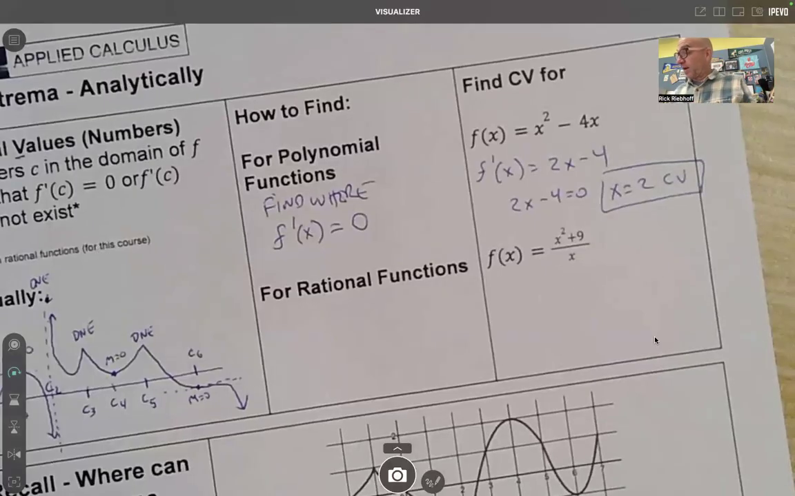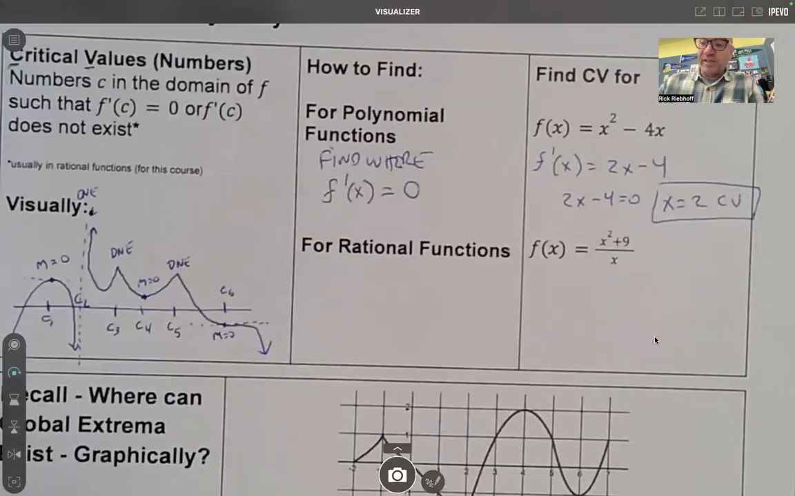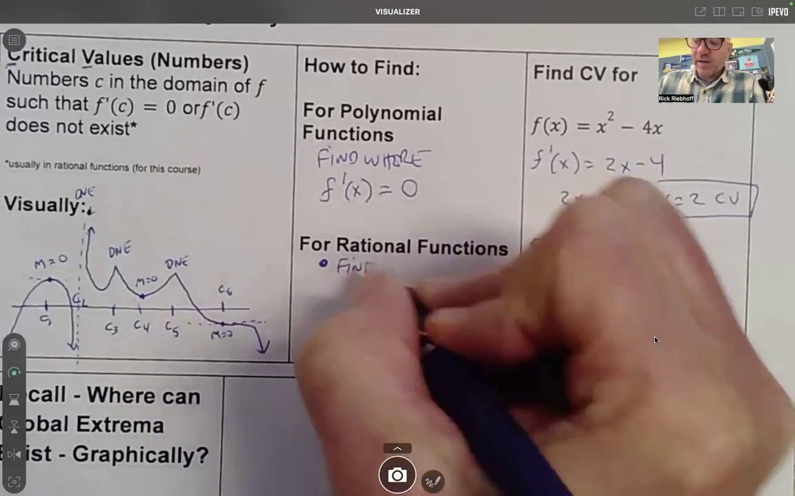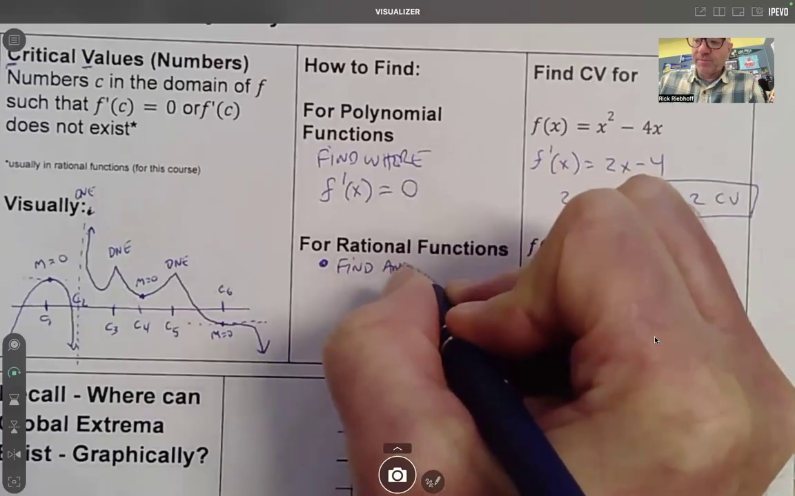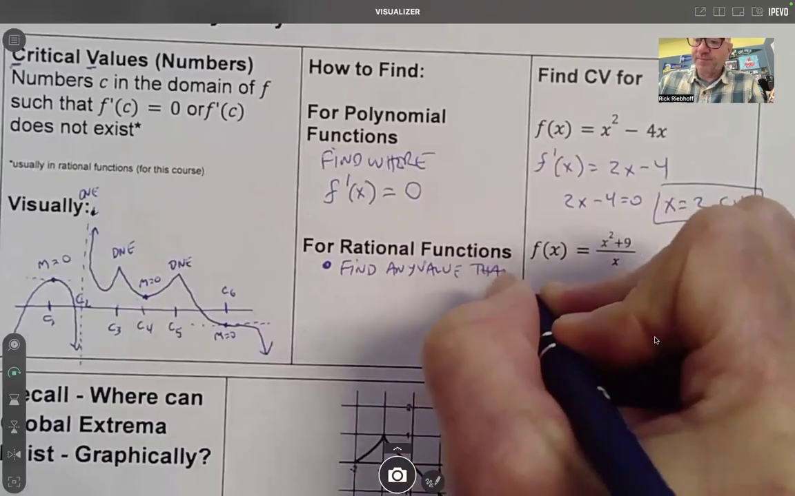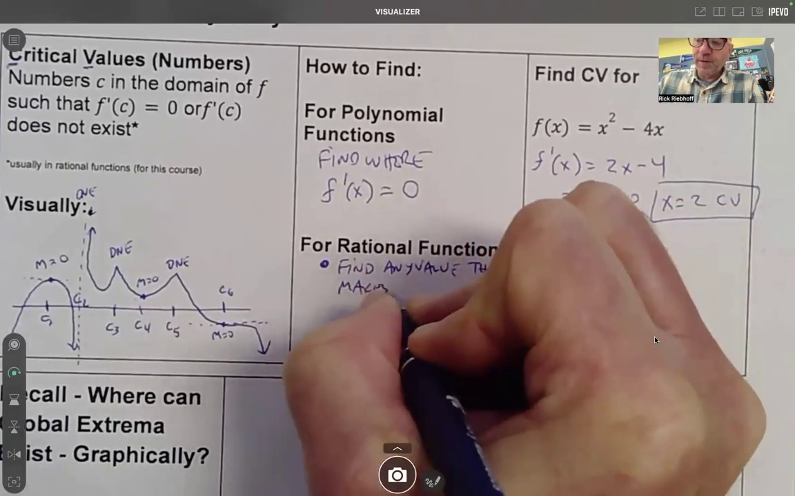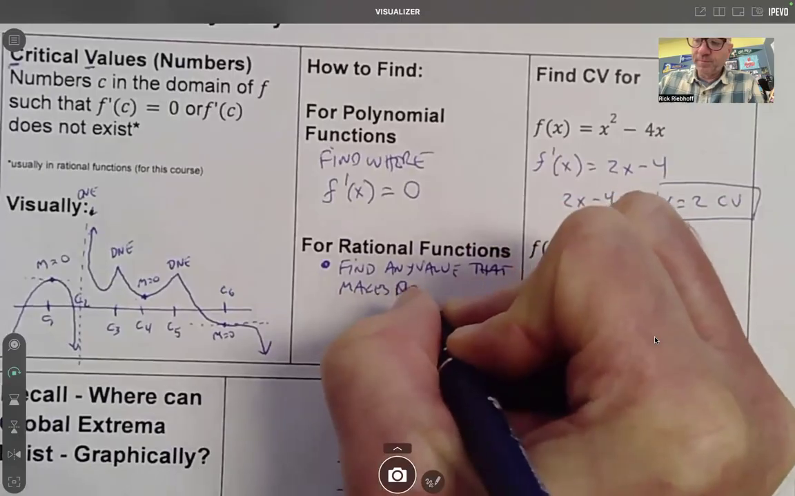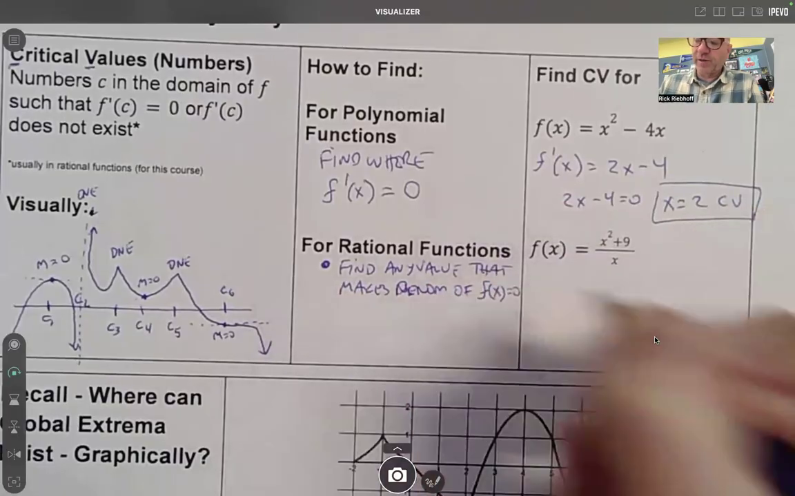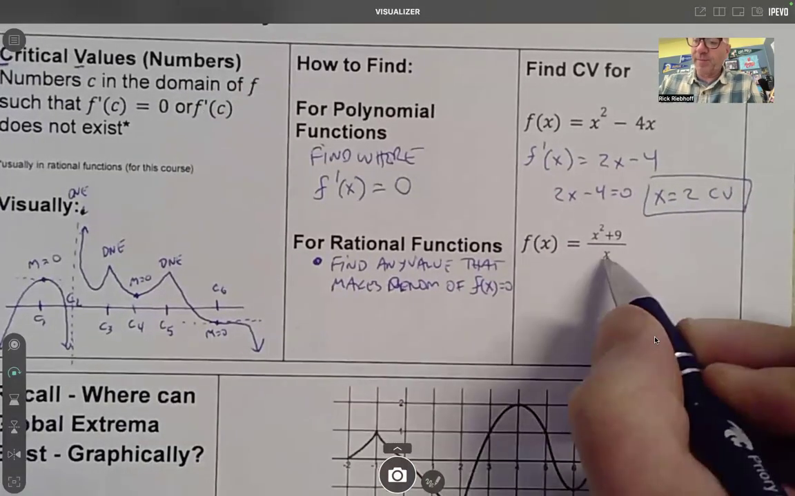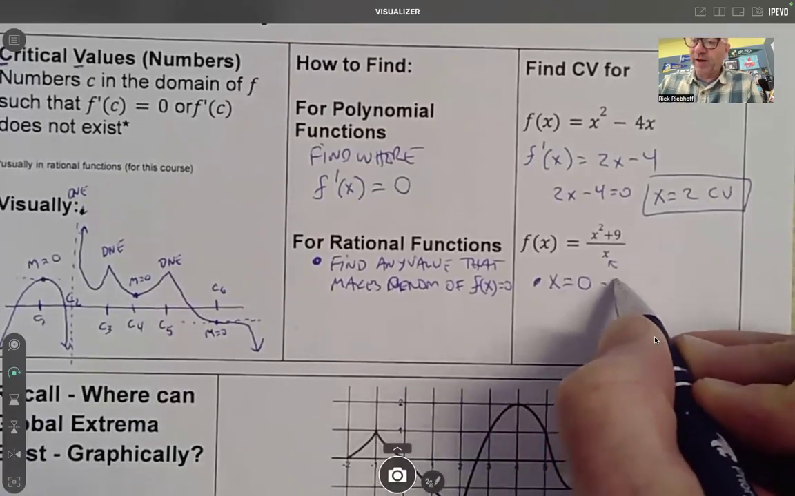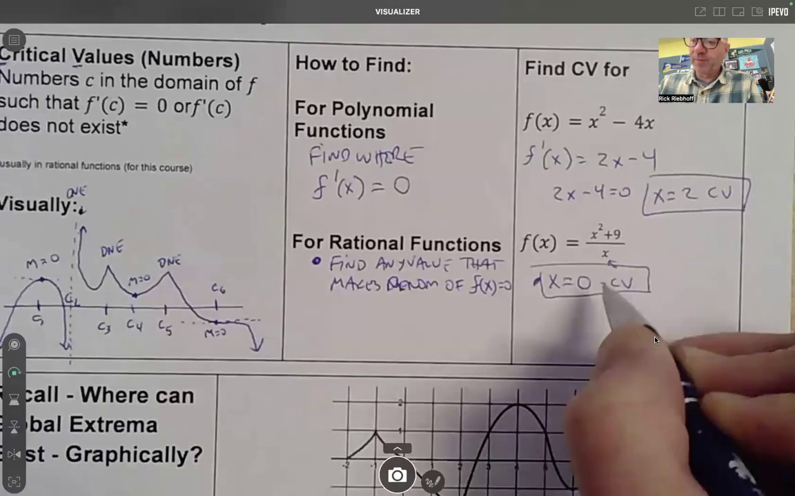Okay. Not bad, right? So for rational functions, there's two steps. Start with f of x. Find any value that makes the denominator of f of x equal 0. Okay, so step number one, what would that be? So step number one, x is equal to 0. That is one critical value. So critical value number one, we got it.